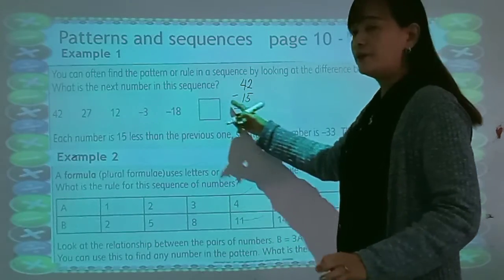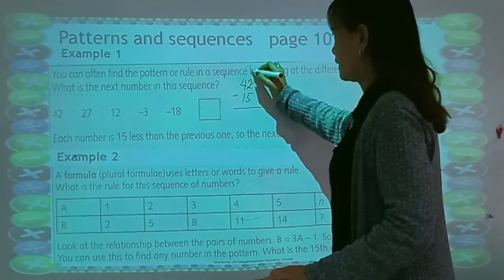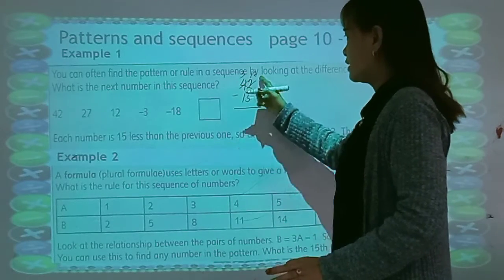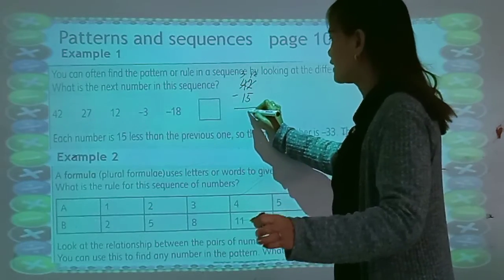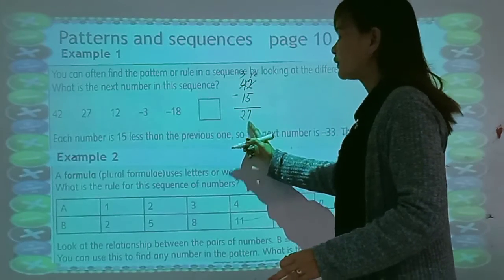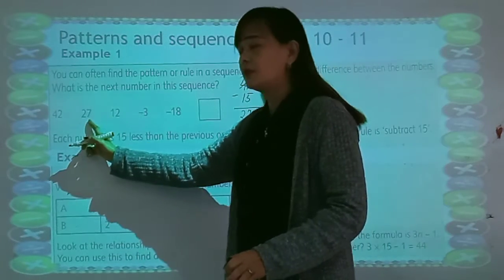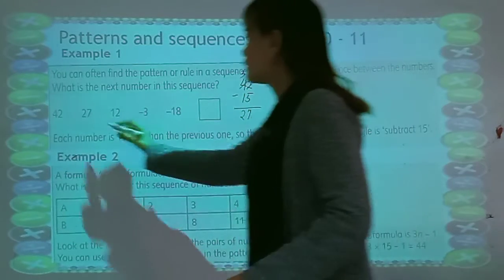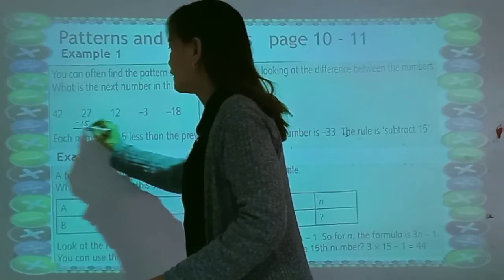Since 2 minus 5 cannot be done, we regroup: 2 becomes 12, and the 4 becomes 3. Let us subtract. 12 minus 5 is equal to what? 7. Very good. So 3 minus 1 is equal to 2. Therefore, the next term is 27. From 27, we need to subtract again by 15. Let us do it.